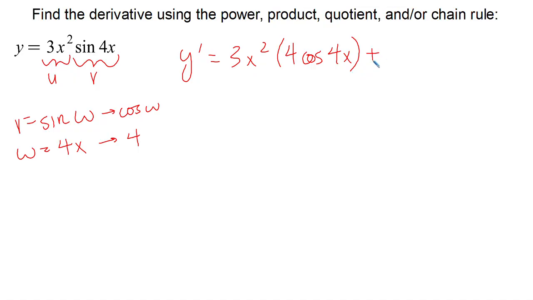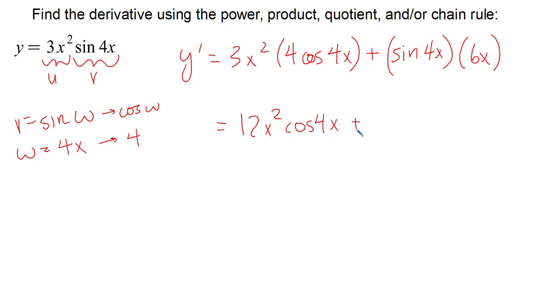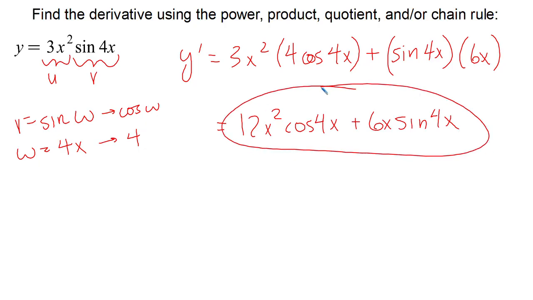plus, now we'll have v times du. That'll be the sine of 4x, that's our v, and the derivative of u will just be 6x. So as we put this all together, we end up with 12x squared cosine 4x plus 6x sine 4x. If you want to factor a 6x out of both terms, go right ahead, but it's not really necessary.